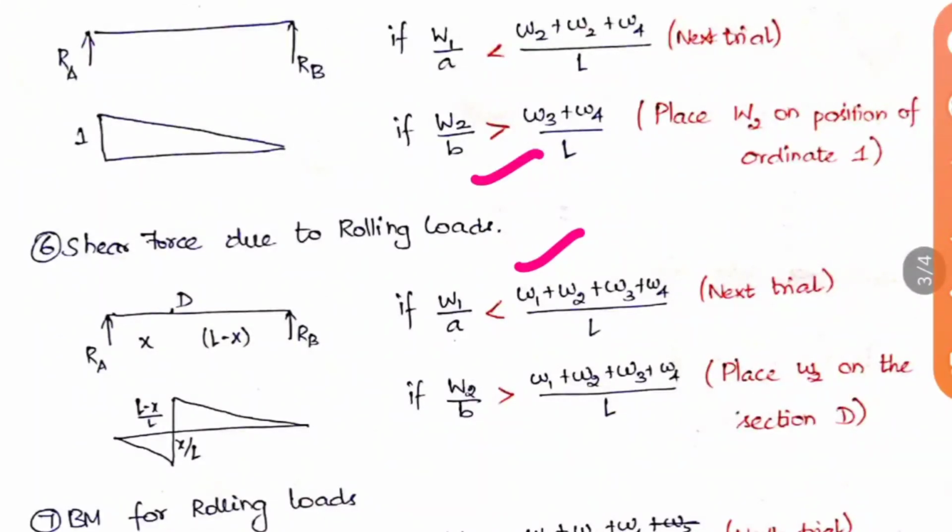When coming to shear force and bending moment, you should be dealing with the section only. Here a section D is given. So at this point D, what load should be placed? When this is less, it means you have to do the next trial, that is, W1 should not be placed there. Then you have to go for the next step.